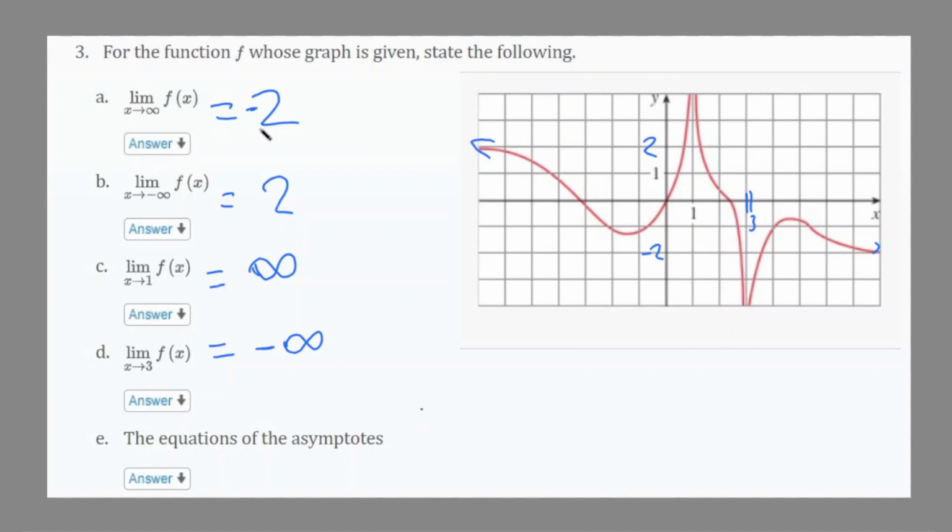And the equations of the asymptotes. So x and y. The x values at which the graph has an asymptote: we know there's a vertical one at 1 and 3, so we would just write 1 and 3. And the y values at which there's a horizontal asymptote, when it goes to negative infinity and infinity, are 2 and negative 2, as we deduced.